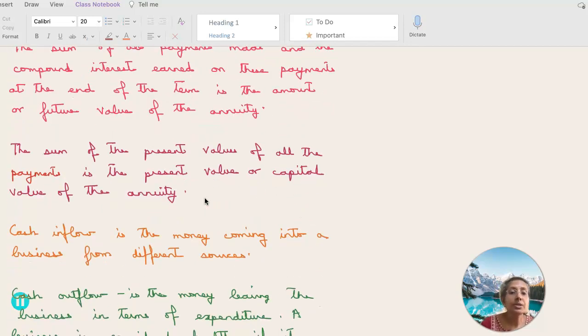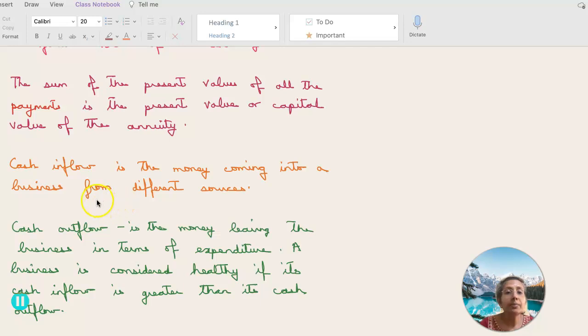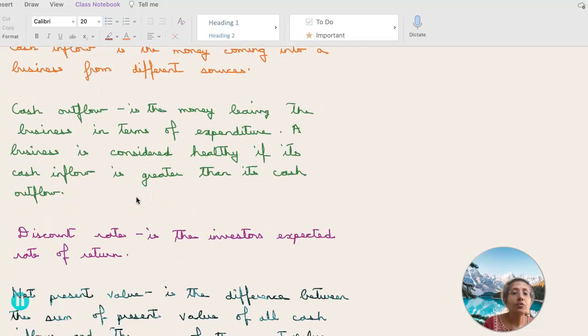The sum of the present values of all the payments is the present value or capital value of the annuity. So just the payments is the present value or the capital value. Cash inflow is the money coming into a business from different sources. So when money comes in a business, it is cash inflow. Cash outflow is the money leaving the business in terms of expenditure. A business is considered healthy if its cash inflow is greater than its cash outflow. So when you are earning more than spending, you are having a healthy business.